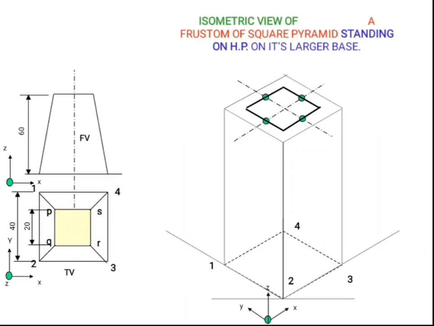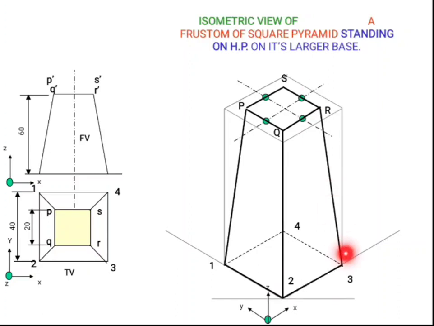Now these points can be named as P, Q, R, S. Corresponding points P, Q, R, S will be obtained here at the top surface. Now I can join P to 1, Q to 2, like that for finishing the drawing.